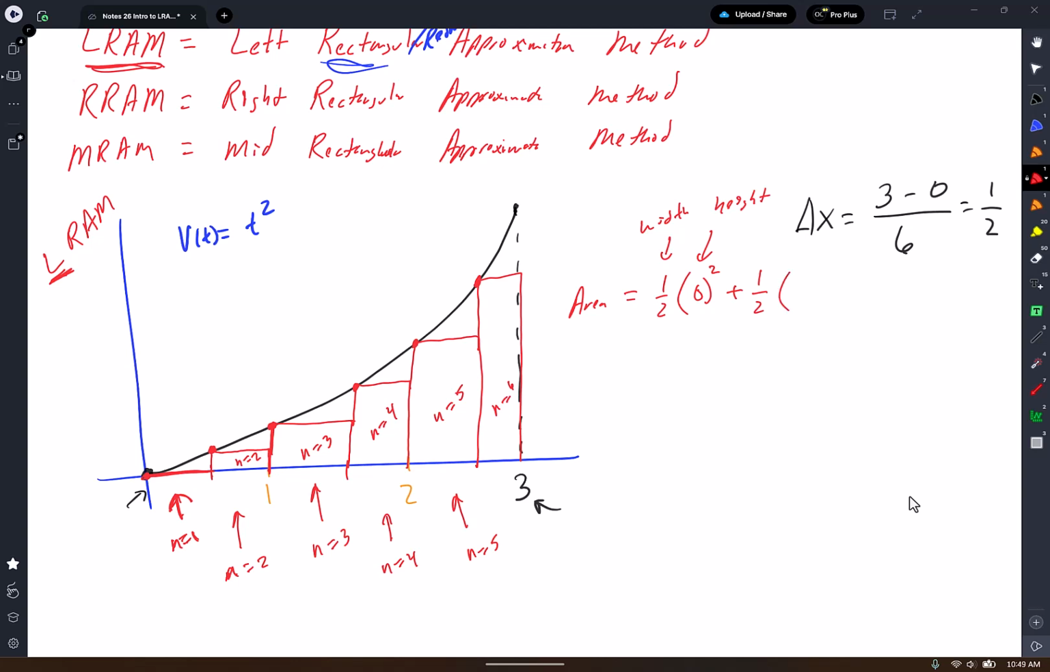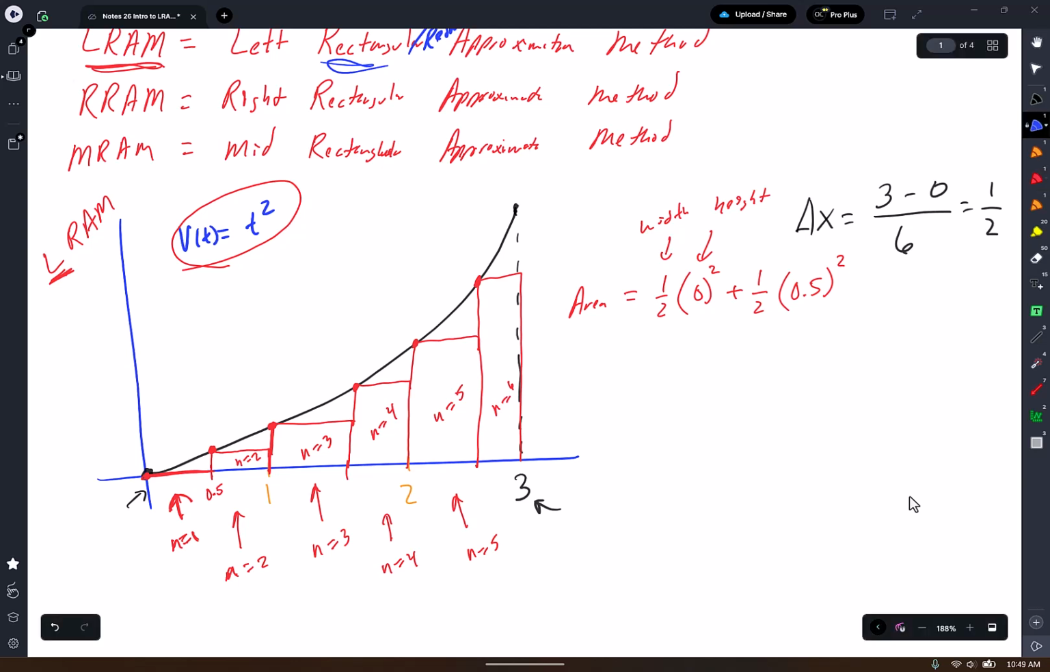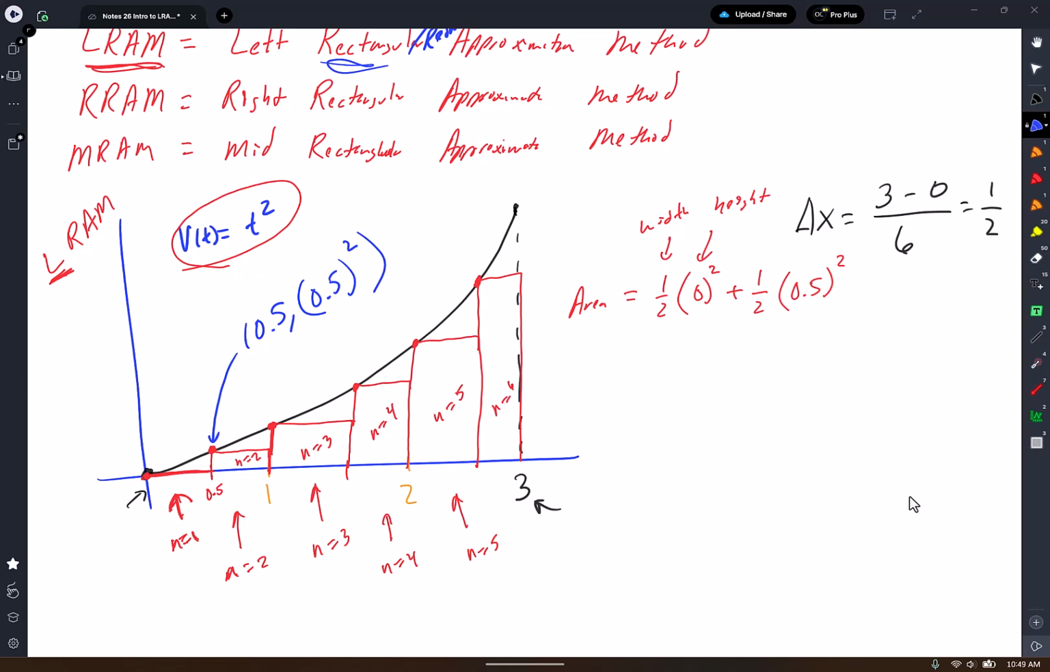What's the area of the second rectangle? 1/2 times 0.5 squared. How? This height here is 0.5 because this is 0.5, and this curve is t squared. To find the y value, the x value is already there, I just square it. Yeah, that point is 0.5 comma 0.5 squared, right? So that's what I'm doing. That's how I get my y value, 0.5 squared.